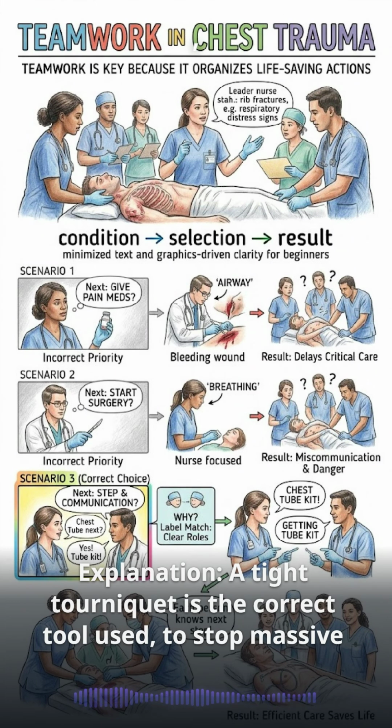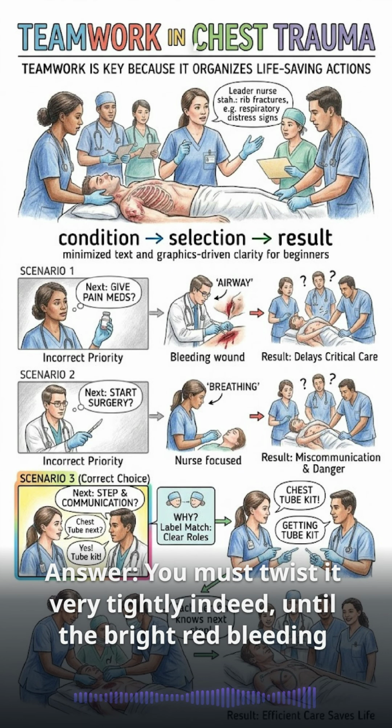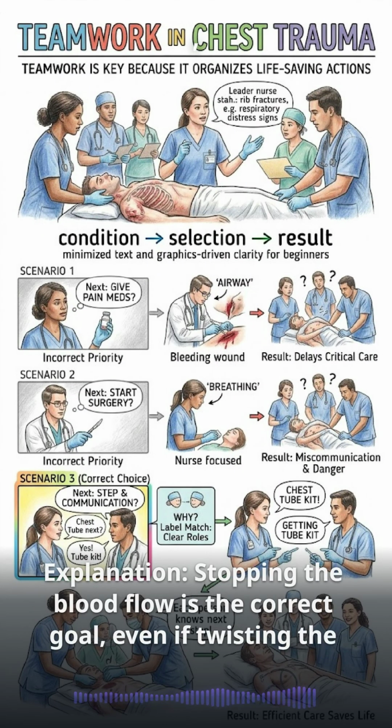How tight should you twist the tourniquet on a badly bleeding arm right now? You must twist it very tightly indeed, until the bright red bleeding completely stops. Stopping the blood flow is the correct goal, even if twisting the band hurts.